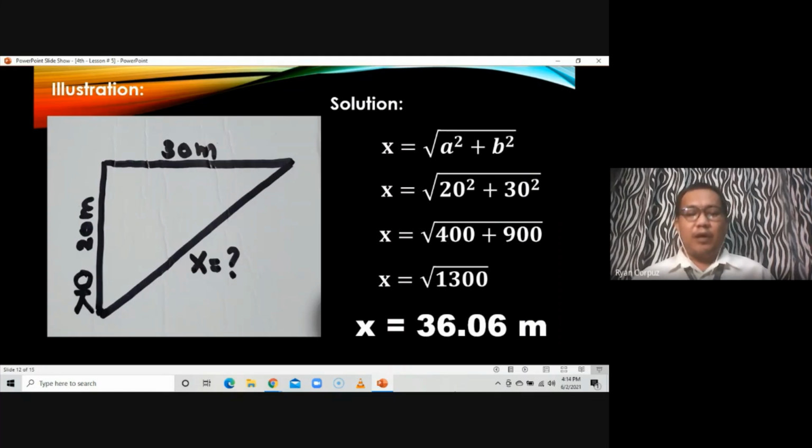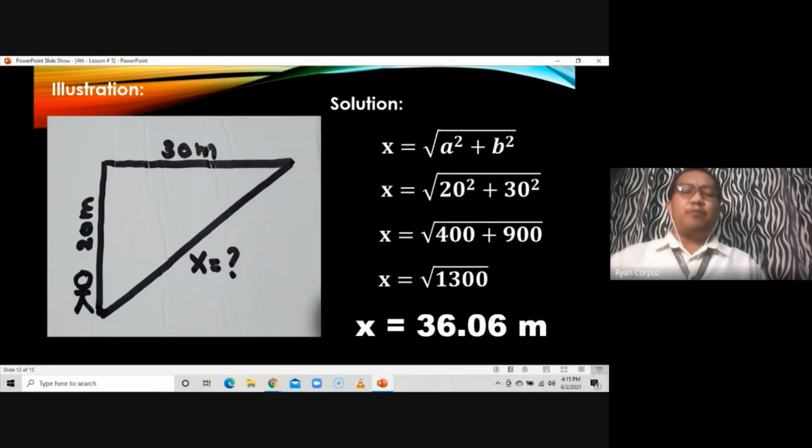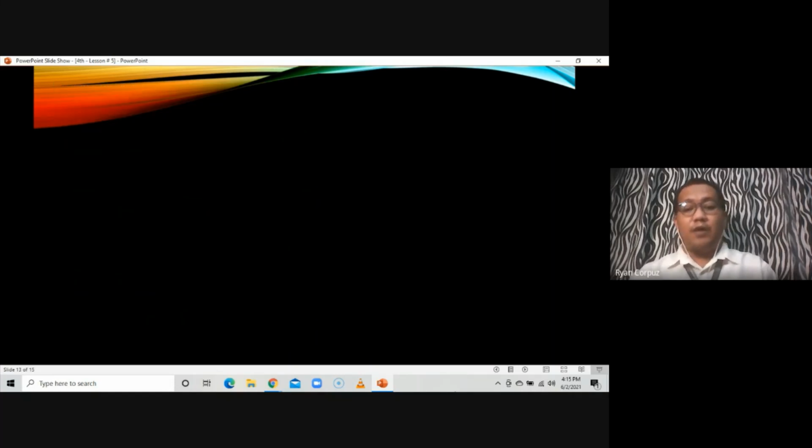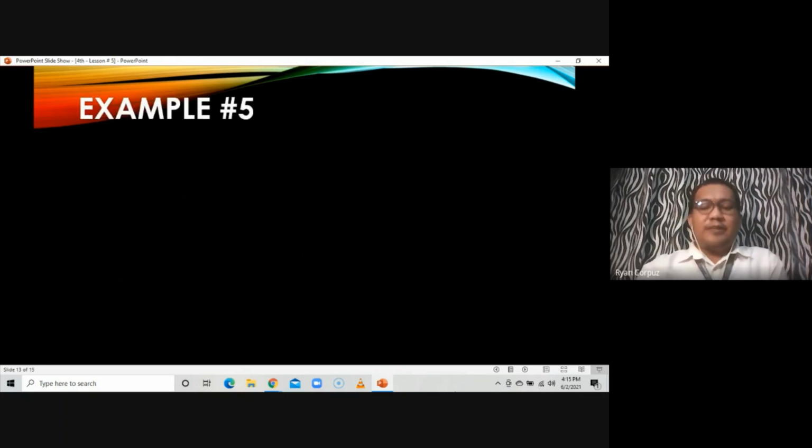I hope na medyo nakakasunod kayo on the following examples, because this will help you a lot in order for you to solve real life problems which involve right triangles. So that when you encounter similar problems like this, you know already what you are going to do to solve those problems. Kung wala ulit na question on example number 4, let's proceed now to example number 5, which is our last example.